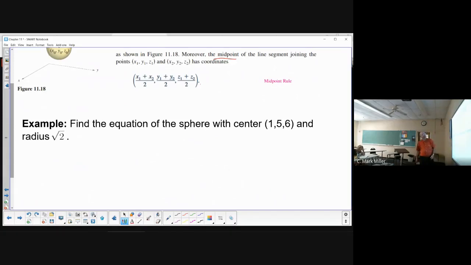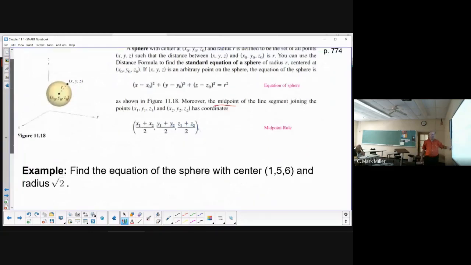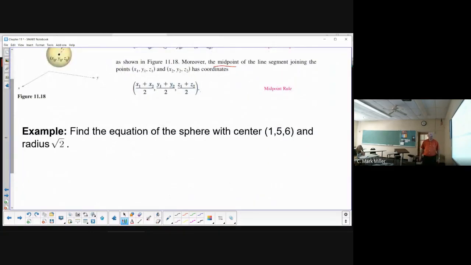Right? I'll make sure something's not on the next page. Find the equation of the sphere with that center. Well, this is our x0, y0, z0. And this is our r.